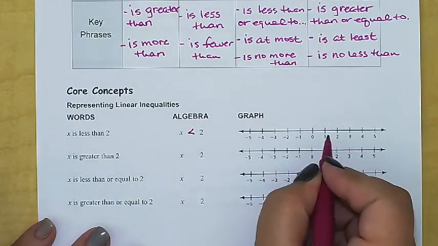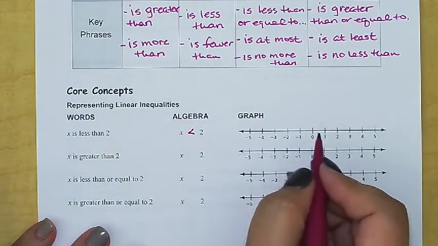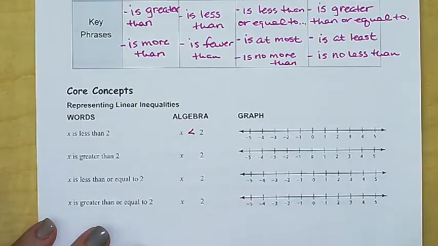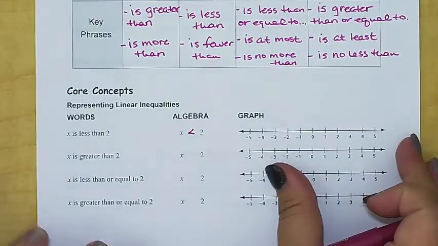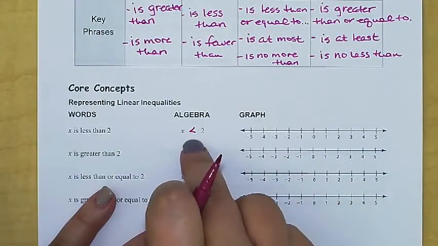So even like 1.9, to be honest, right? It could be a decimal. It's still less than 2. So there's an entire range of numbers. That's why we typically graph it, because there's more than one answer that makes it true. And so we show that on a number line. Now let's review how we graph these inequalities.